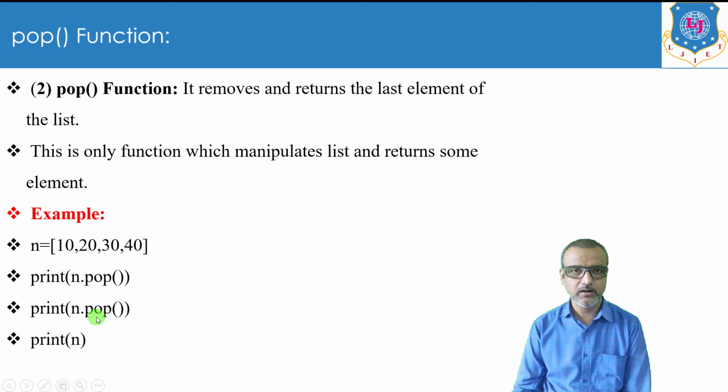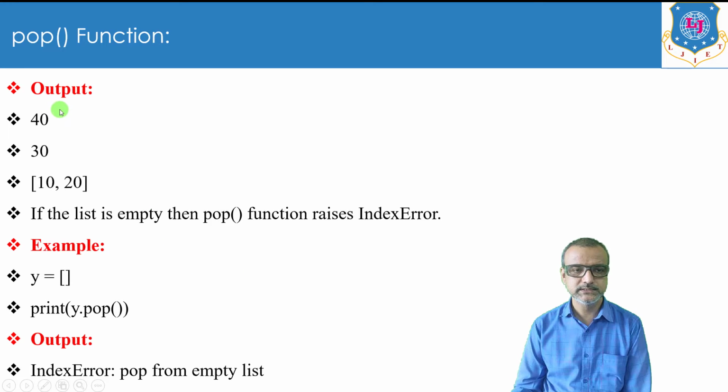Similarly, print n dot pop will remove the last element, that is 30 now, from the list n. So the output for this print statement will be 30. At last, print n will give us the output as 10, 20. You can see the output, that is 40, 30 and then 10, 20.